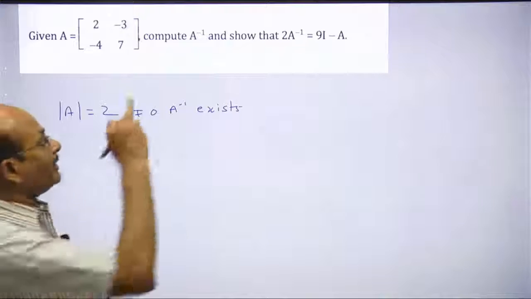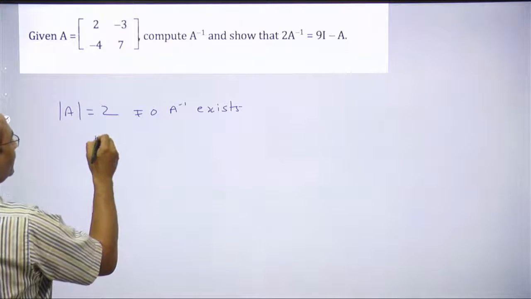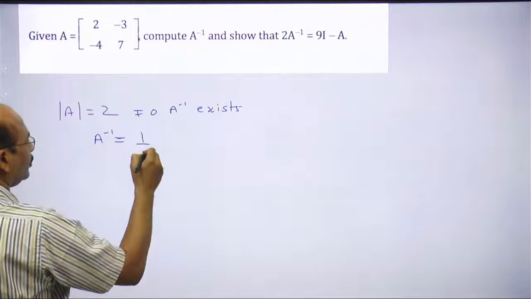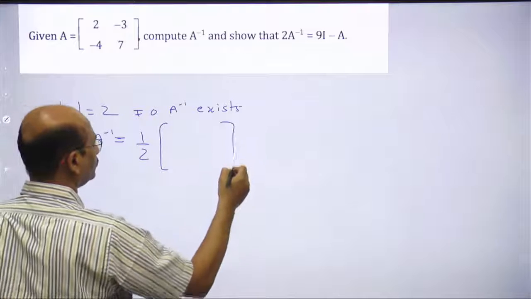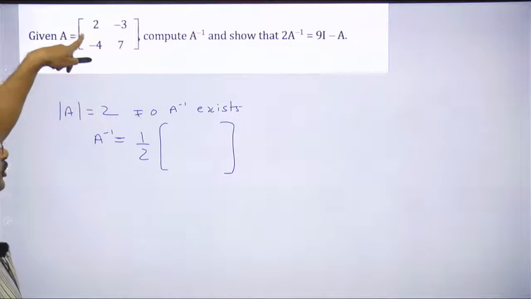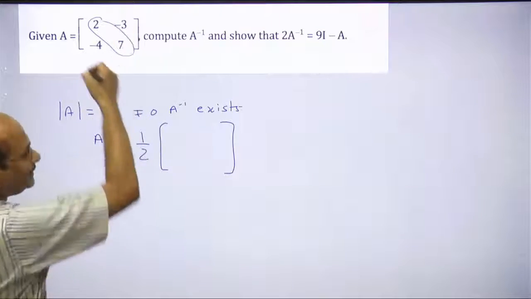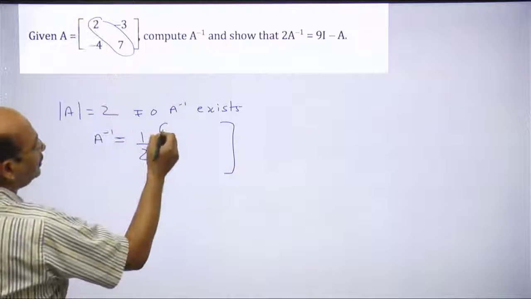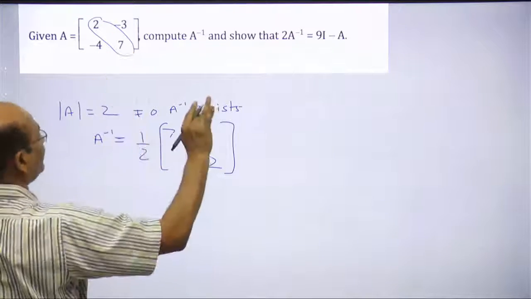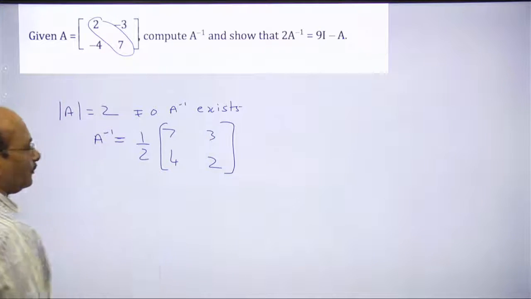Now for the inverse of a 2 by 2 matrix, it is very simple. You can directly write it down. I'll tell you what to do. A inverse is equal to 1 upon 2 into the adjoint of this, which is the transpose of the cofactor matrix. What you do is, swap this diagonal. So 2, 7 becomes 7, 2. This is the shortcut I am telling you. And the other elements remain the same with opposite sign. So here it will be 3, here it will be 4.